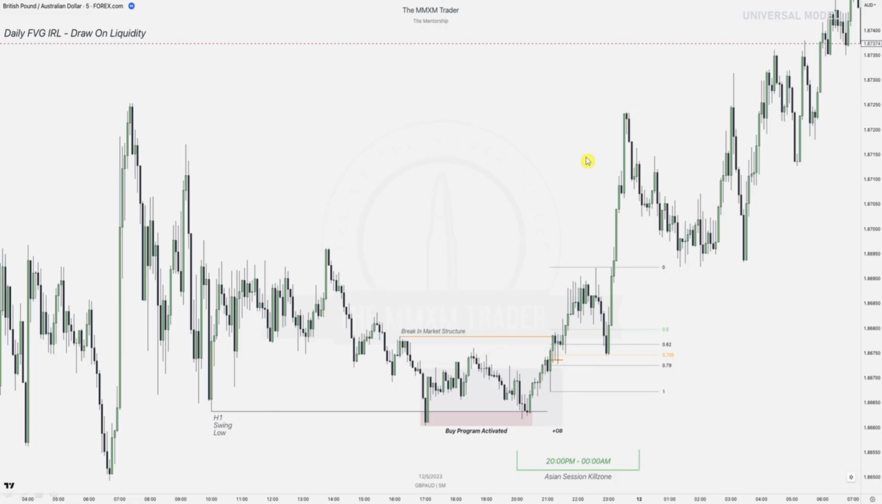So the drawn liquidity is still from our long-term perspective, right? The why: should price go there, right? We already did external on our higher time frame. Now we're going to go to internal, and that is still our drawn liquidity until we reach it.